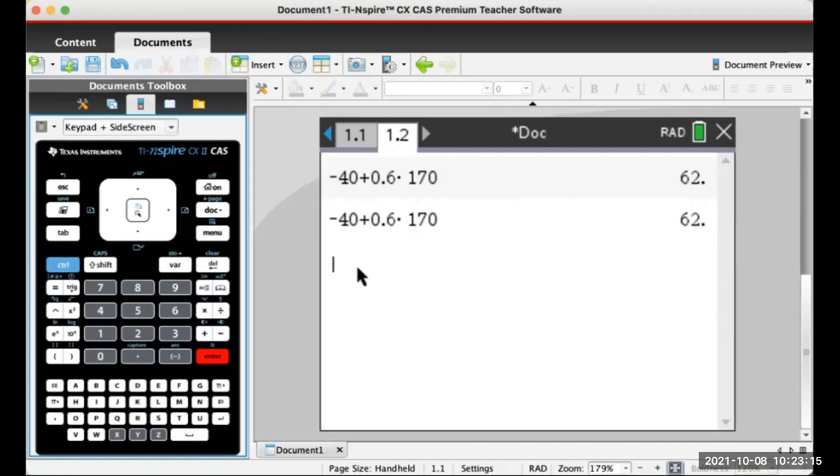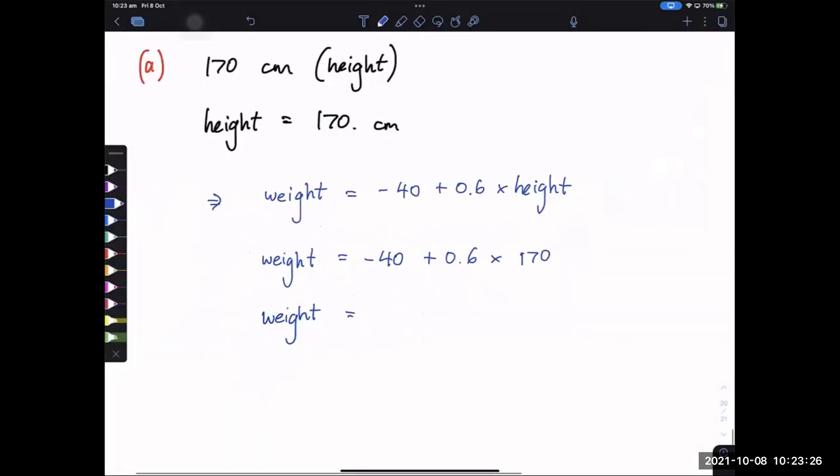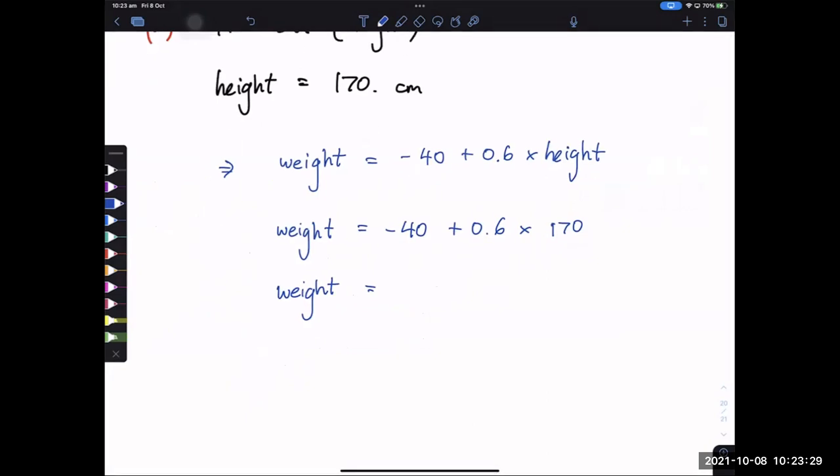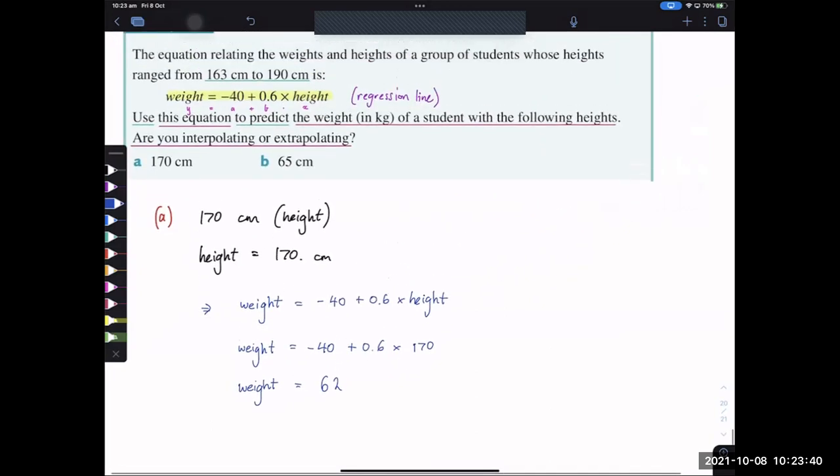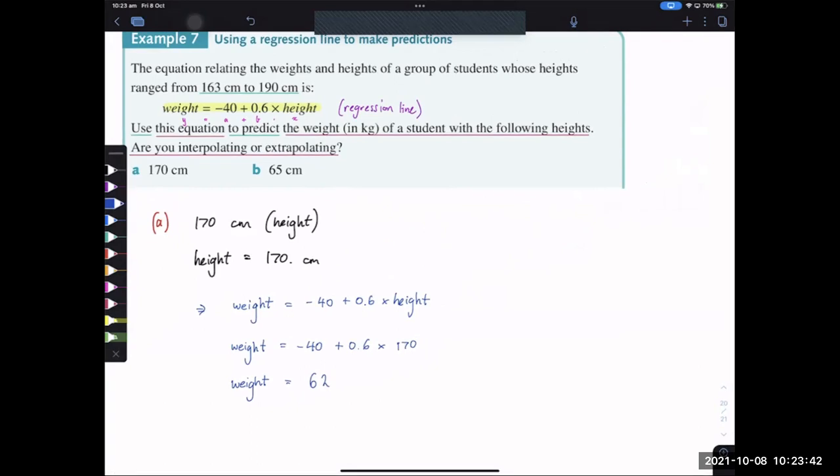Go back over to the iPad. Yusuf, I'm just going to update you here. Mark you as present. All good. So we got 62. Is that our final answer? Yes, thank you, Daniel. 62 kilograms, because we're talking about the weight.